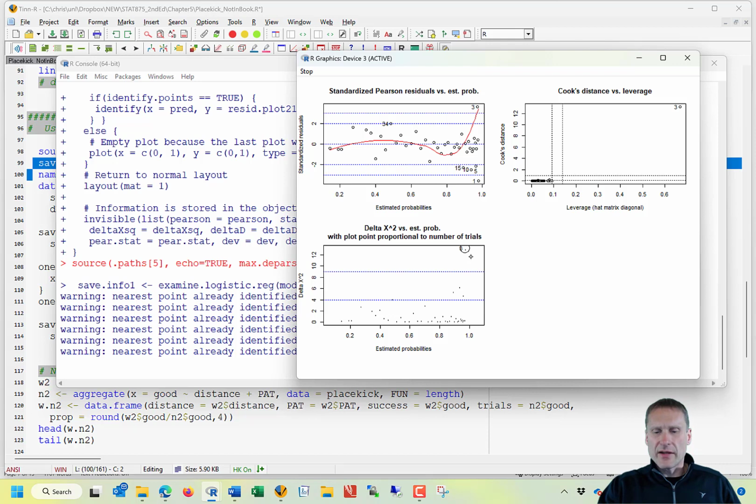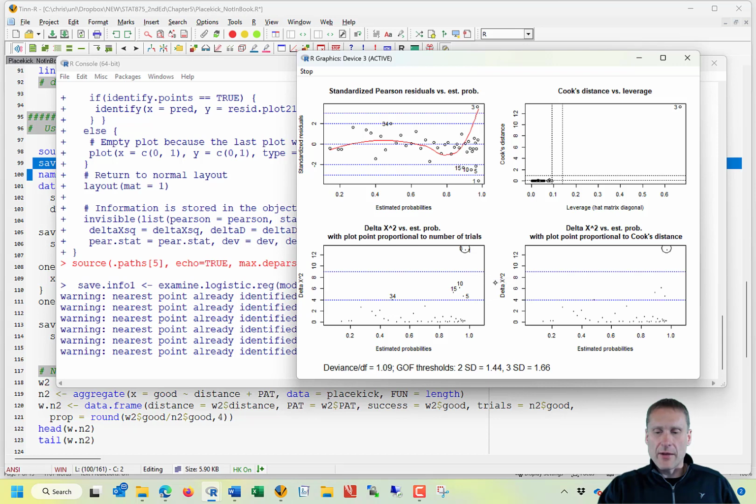So I want to identify some of these points that are outlined here and compare this to the plot that is actually above it. Remember, all we're doing is we're squaring the standardized Pearson residuals. So I right click now, do stop, and we get a similar plot for delta x squared versus the estimated probability, but now the plotting point is proportional to the size of Cook's distance. The larger the plotting point, the larger the Cook's distance. And we can see that the big circle there corresponds to number 3, and we can see where that was on that particular plot too.